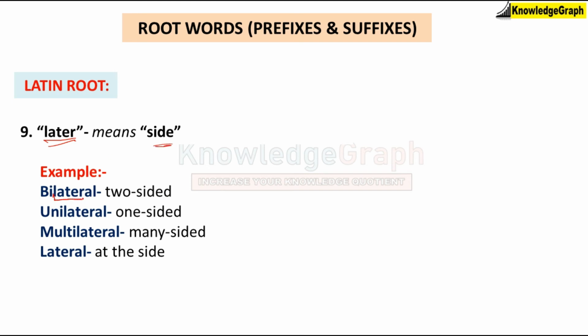Next one is again a Latin root word, later, which means side. So you have bilateral. Bi means two, later means side, so two-sided. Uni means one, so unilateral is one-sided. Multi means many, so multilateral is many-sided. Lateral means at the side.